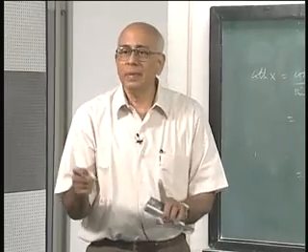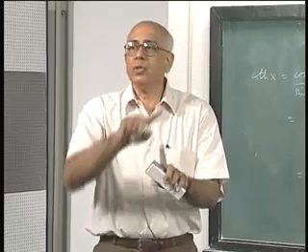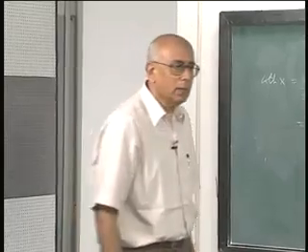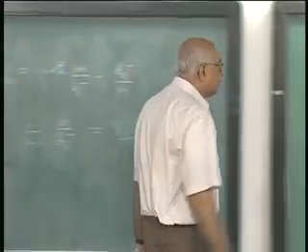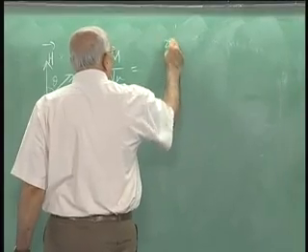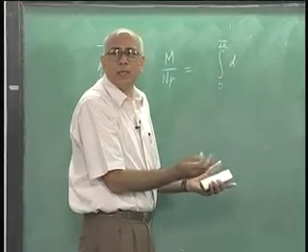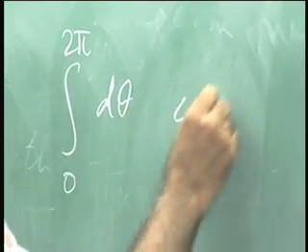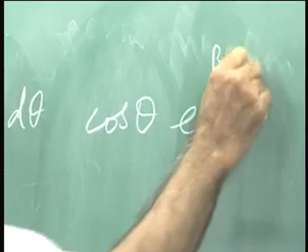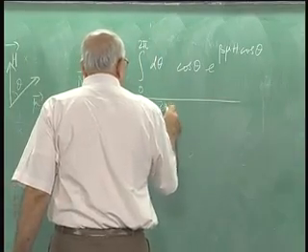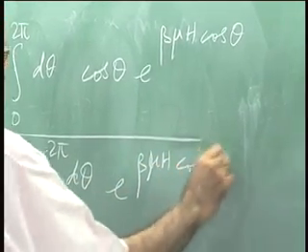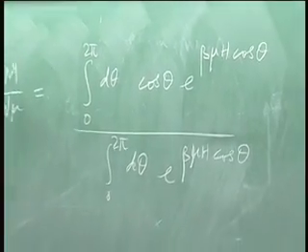0 to 2 pi or minus pi to plus pi, it does not matter, because you are in this plane. It is like a plane polar angle now, it is not a polar angle in the 3-dimensional sense, so it is 0 to 2 pi. And what is the measure? It is just d theta, there is no sin theta d theta, it is just d theta, and then cos theta e to the beta mu h cos theta divided by integral 0 to 2 pi d theta e to the beta mu h cos theta. This is the integral we have to do.